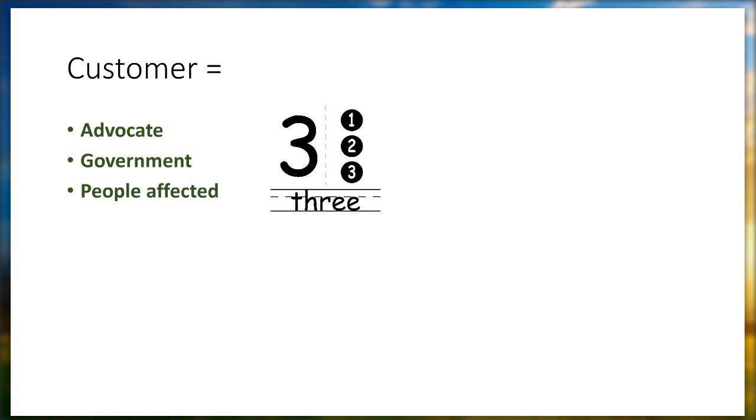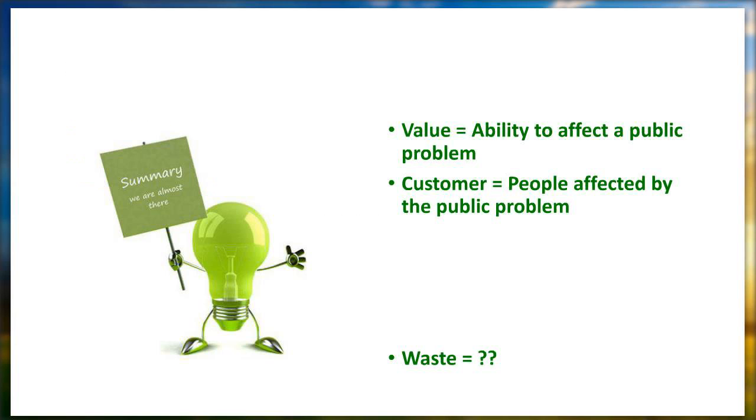What about customers? Who is the customer for public policy? Is it a stakeholder advocating for a public policy? Is it a government who has the ability to create a public policy? Or is it the people affected by the public problem that public policy is intended to solve? At various stages of the policy development process, the customer can be all three. But ultimately, both the advocate and the government would view public policy in its ability to positively impact the people affected by the public problem.